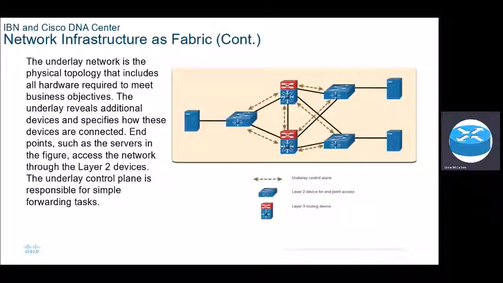All right, so the underlay is the physical topology that includes all hardware required to meet the business objectives. The underlay reveals additional devices and specifies how these devices are connected. Endpoints such as the servers in the figure access the network through layer 2 devices. The underlay control plane is responsible for simple forwarding tasks.